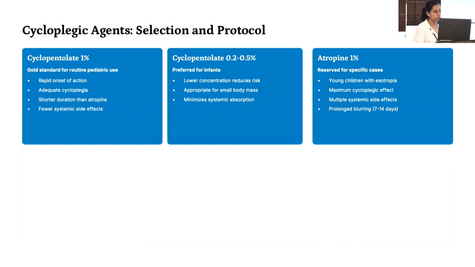These are the different cycloplegic agents that we commonly use. 1% cyclopentolate is the gold standard for routine pediatric practice. It has a rapid onset of action with adequate cycloplegia and fewer systemic side effects. 0.5% cyclopentolate is preferred in younger children and infants, with minimal systemic absorption. Atropine 1% is usually reserved for specific cases, for example a child with severe esotropia where you want maximum cycloplegic effect.